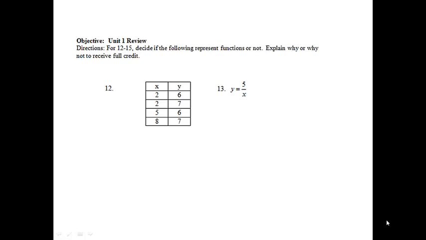Unit 1 review. Directions for 12 through 15. Decide if the following represents functions or not. Explain why or why not to receive full credit. All right, number 12 is a table, and I already see a red flag.